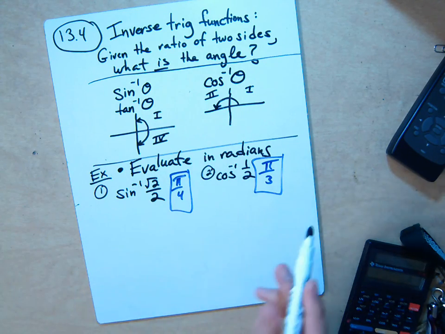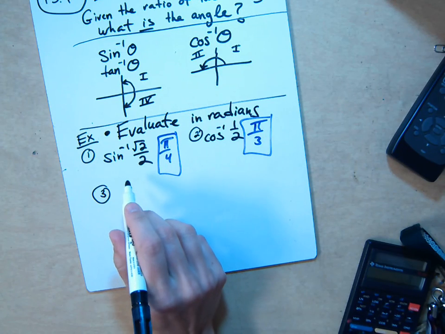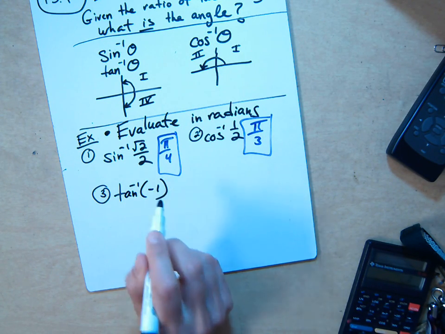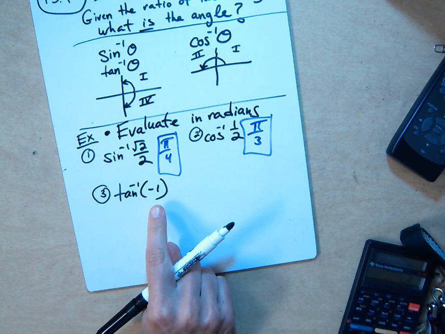We'll do two more examples. Now it can get a little bit trickier, here's a little twist. Inverse tangent of -1. Okay, so where is the tangent -1 is what we're asking.